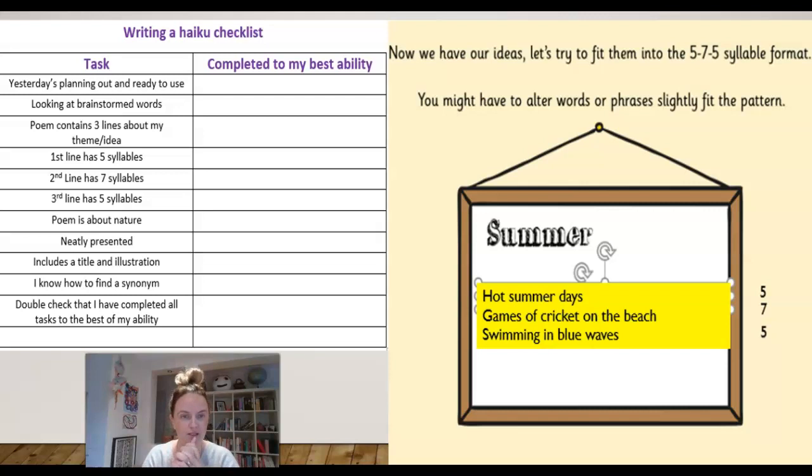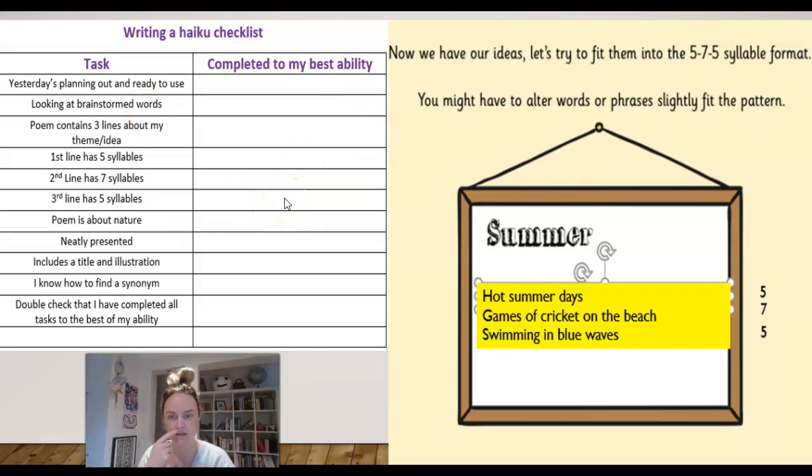What I might do is check the syllables in the rest of the poem first, and then I will come back and fix this line. Games of cricket on the beach. Yep, tick it off. I've got 7 syllables in the second line. And my third line, boys and girls, can you check my third line? How many syllables? 5 syllables. Yes, awesome. I can give that one a big tick.